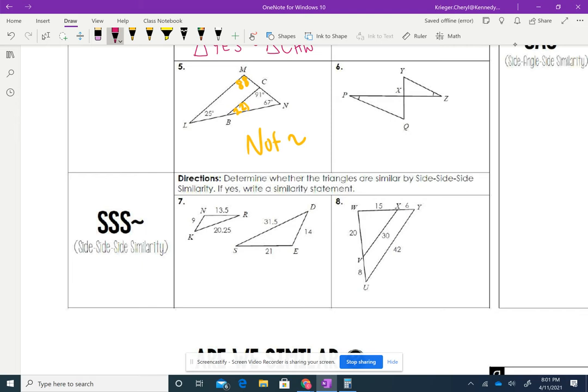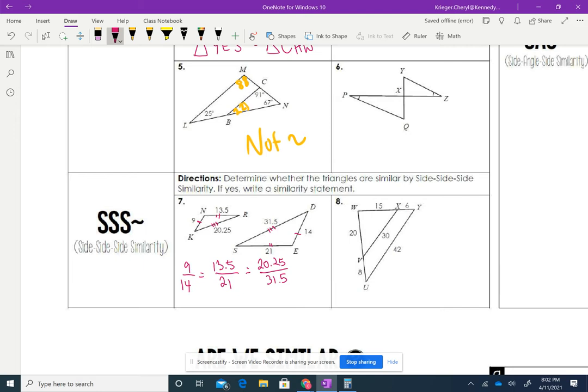KN is definitely the smallest, so that goes with the 14. And R is the middle, so that goes with 21. And then the largest side, 20.25, would go with the 31.5. Okay, so let's see. I would do 9 over 14 equals 13.5 over 21, which equals 20.25 over 31.5. Okay, so I'm just going to divide, right?